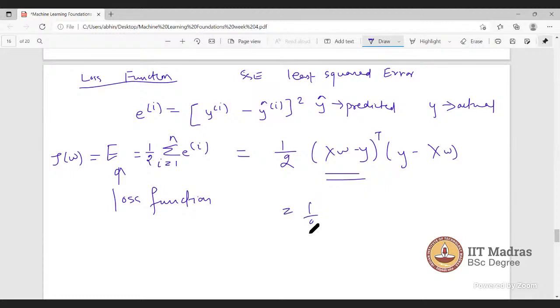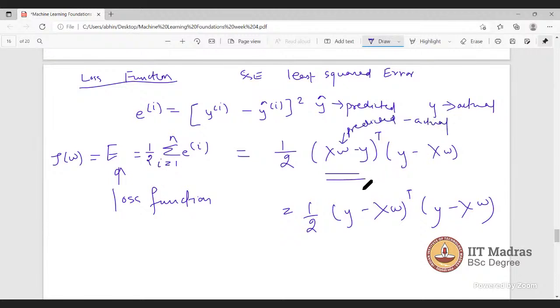So this is for your knowledge only. If you do it like this, it will also give the same thing. Because we are squaring, it doesn't matter. If you write it like this, it is predicted minus actual, and this is actual minus predicted. It doesn't matter, it's a square anyway. But to maintain consistency, this is a valid point. In the course, we have used predicted minus actual everywhere. So in terms of consistency, this should be predicted minus actual.